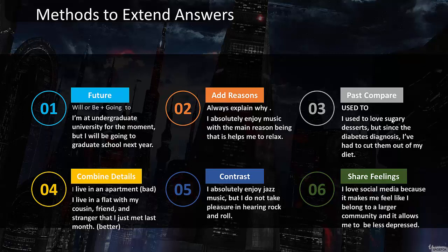Number 4, combine details together. I live in an apartment, right? Don't say, I live in an apartment. I live there with my friend. I also live there with my cousin. Last month, I moved in with a stranger. Don't speak in those short little simple sentences. It's much more impressive if you say, I live in a flat with my cousin, friend, and stranger that I just met last month. Number 5, use contrast and also share your feelings.